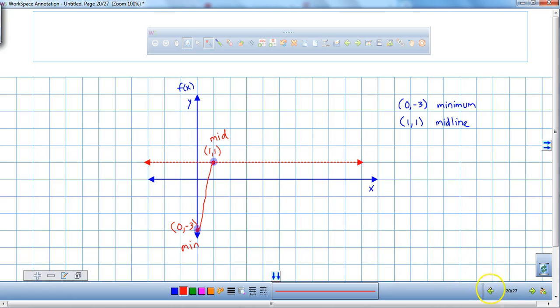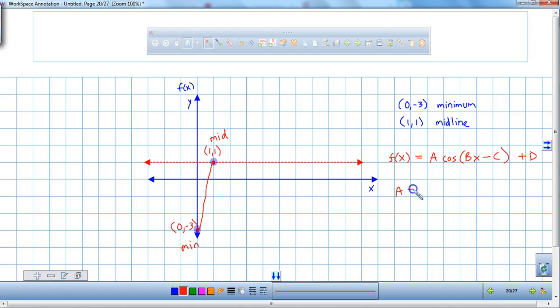So let's take a look at this negative cosine graph. I know my final answer is going to be f of x equals a cosine b of x minus c, plus d.